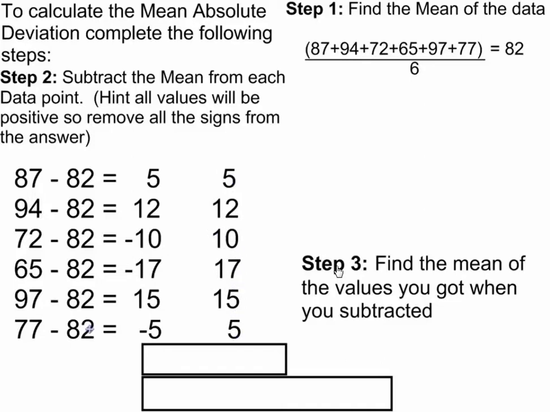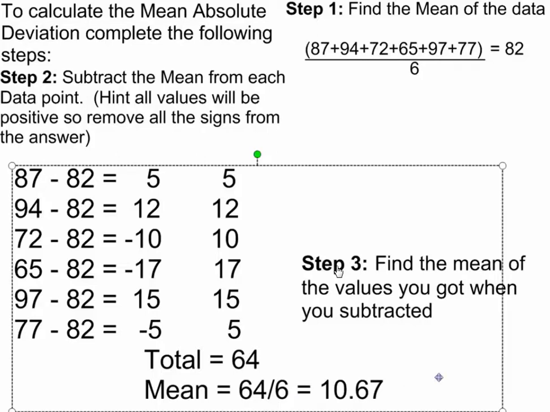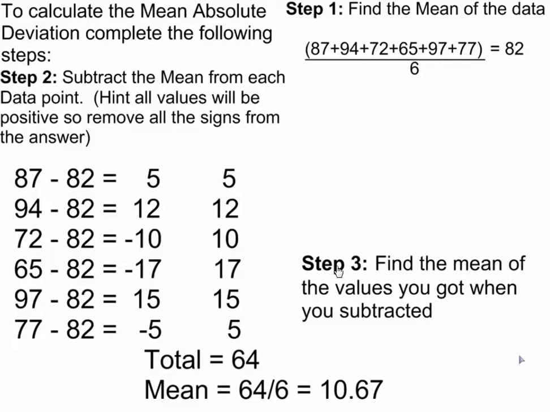That's how far away it is. It doesn't matter if it's to the left or to the right. We just want to know how far away it is from the mean. The third step, which is the final thing, is to take those and find the mean. So we're going to total those up, and then find the mean. In this case, the mean is 10.67. That is the mean absolute deviation.